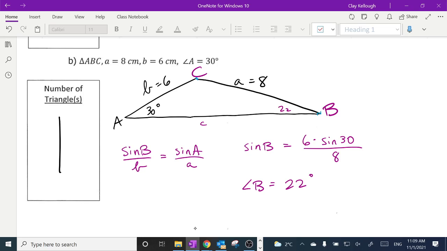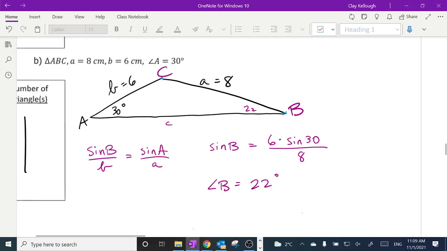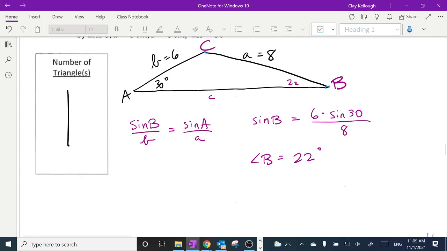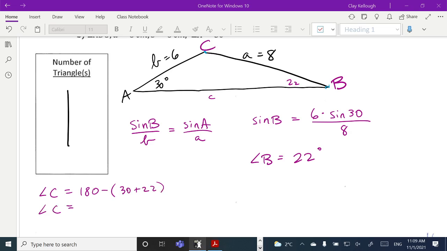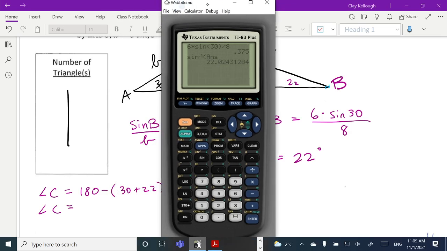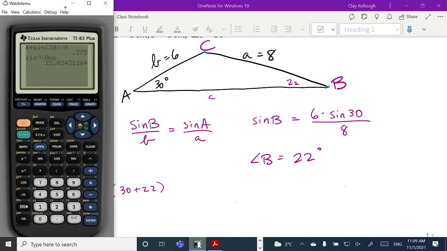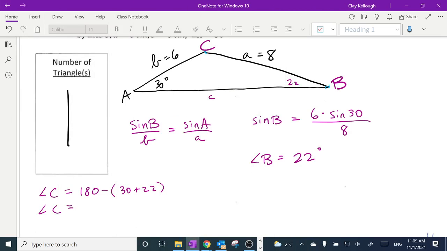What's the next thing logically you would find? The other angle. And I don't need trig for that. I can use my 180 rule. So angle C is 180 minus the other two angles, 30 plus 22. And I know it's not really 22, so I'm actually going to use, again, my calculator. And I'm not going to round that number. And I'm not going to put the calculator in the way.